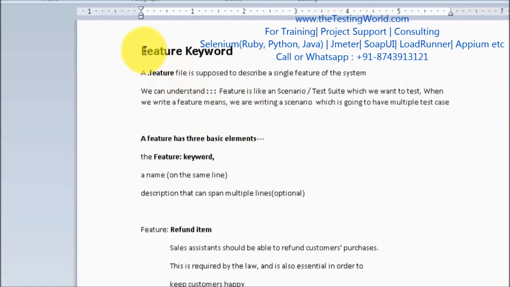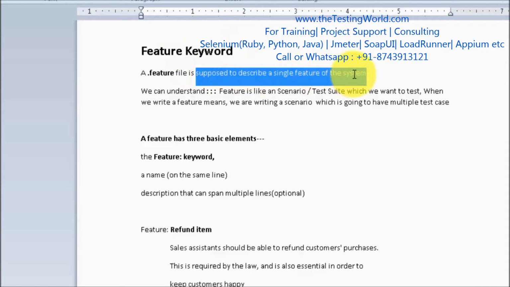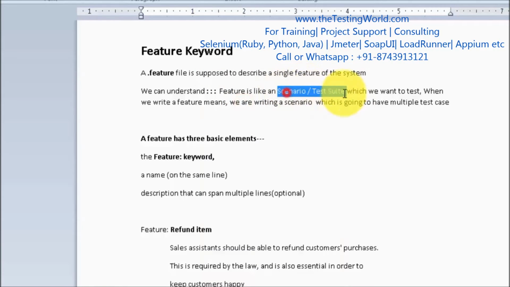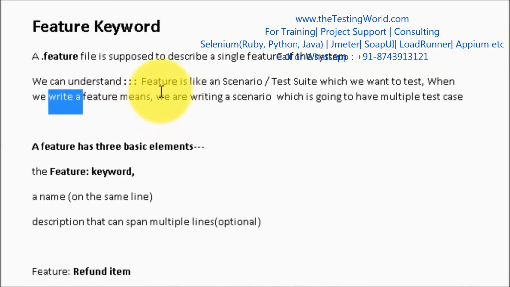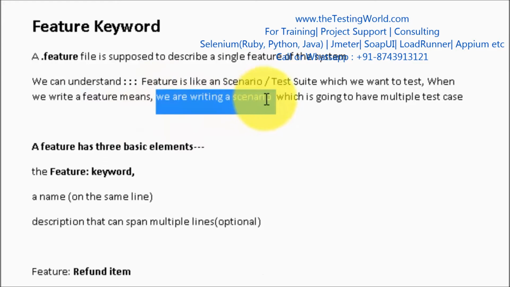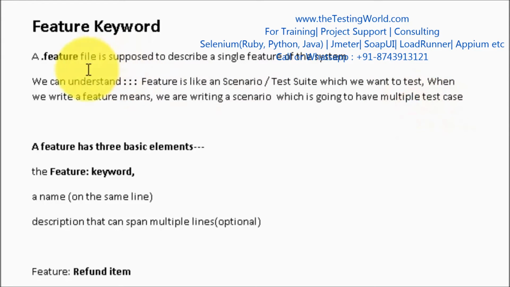First of all I am going to tell you what the feature keyword is. A feature file is supposed to describe a single feature of the system. Single feature means we are going to test one feature. We call it a test scenario or test suite. We can understand a feature as a scenario or test suite which we want to test. To test one scenario, we can have multiple test cases. So in a feature file we can have one feature, which is the test scenario, and each feature can have multiple test cases. Each test case is called a scenario. I'm going to show you that.